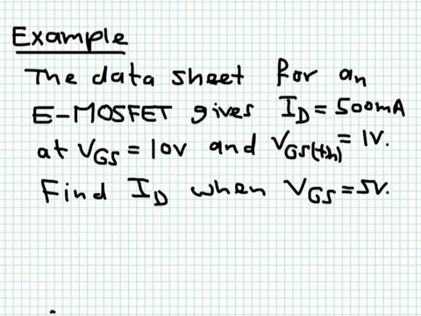The equation, and again here we are not taking VDS into account. The equation governing ID and VGS is a quadratic equation, but it has a constant of proportionality called K. We don't know what K is.